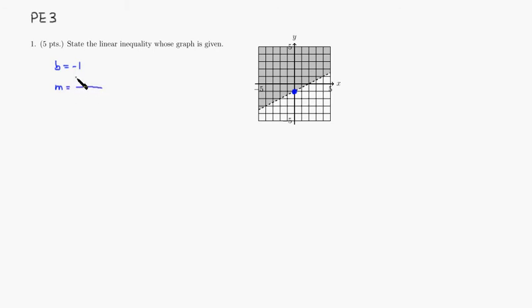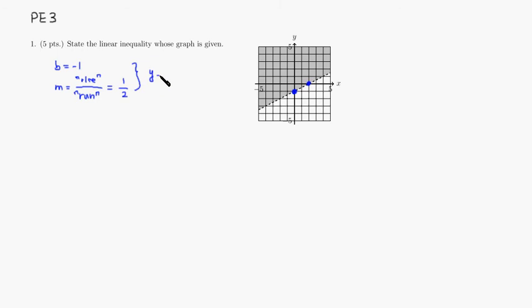Then the slope, m, I'm finding with just rise over run. We'll pick another point, say right here. The rise goes up 1 unit, so it's 1, and the run is 2 units. So the slope is 1/2.